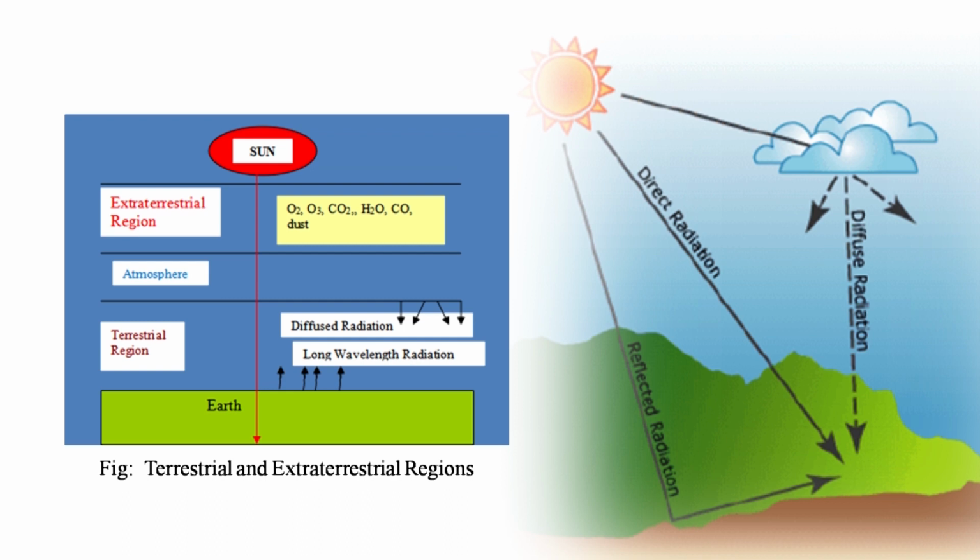In order to understand this term, let us consider terrestrial and extraterrestrial region as shown in the figure. Here you can see the top one is sun and the lower one is earth. Between sun and earth there are three regions: one is extraterrestrial region, second is atmosphere, and third is terrestrial region. In the extraterrestrial region the following components are there: oxygen, carbon monoxide, hydrogen and dust. Similarly, in the terrestrial region you can see the diffuse radiation and long wave radiation which emits from the earth has been shown in this figure.